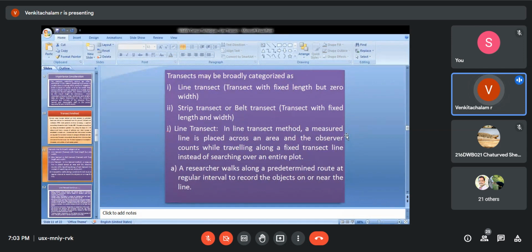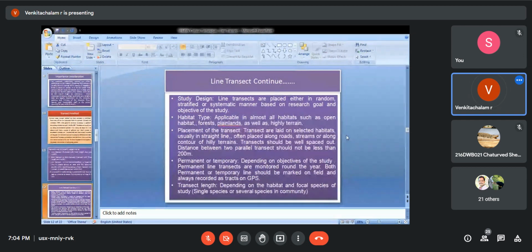Actually, it is mostly a 2 kilometer line, mostly in the forest habitat. All types of forest habitat we can lay this line transect. A researcher walks along a predetermined route at regular intervals to record the objects on or near the line. Before laying the line transect, we have to design our study, whether we are going to place it in a random, stratified, or systematic manner based on the research goal and objectives of the study. Habitat type also has to be considered. It is applicable in almost all habitats such as open habitat, forest, plain lands as well as hilly terrain.